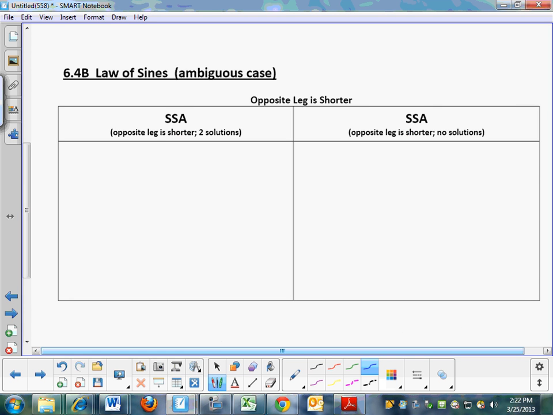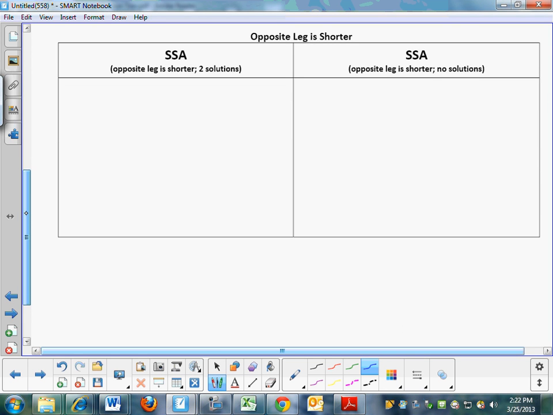If you look at your notes, I'm going to draw a triangle where we have side, side, and an angle that is not included between the 2 sides. So try to sketch this as best as you can.